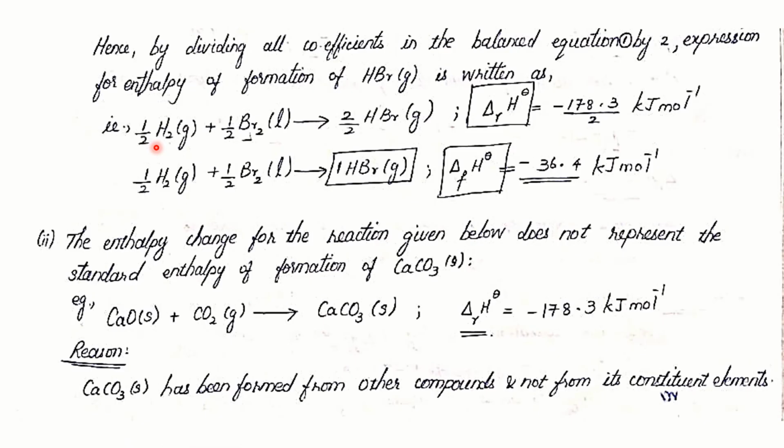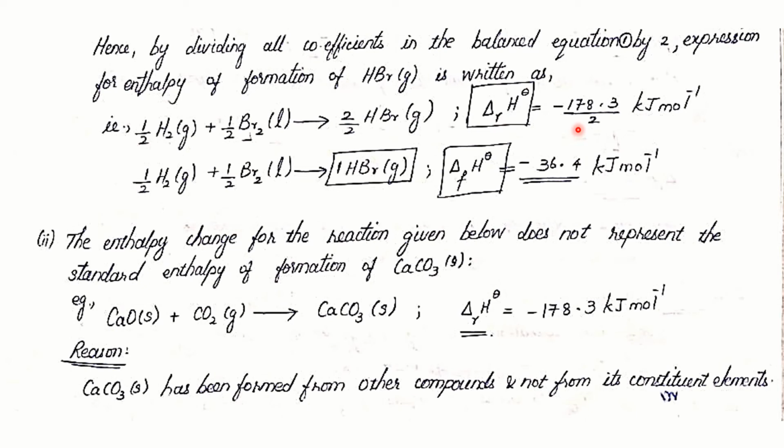Okay. So what we do is we divide all stoichiometric coefficients in the balanced chemical equation for the formation of hydrogen bromide by 2. Okay, only then we will have 1 mole here. Note that while we divide all the stoichiometric coefficients of reactants and the product in the balanced equation for the formation of the product, we must not forget to divide the value of standard enthalpy change of the reaction by the same number. Okay, that is 2 in this case.